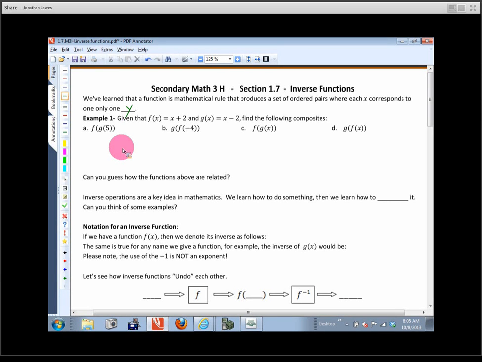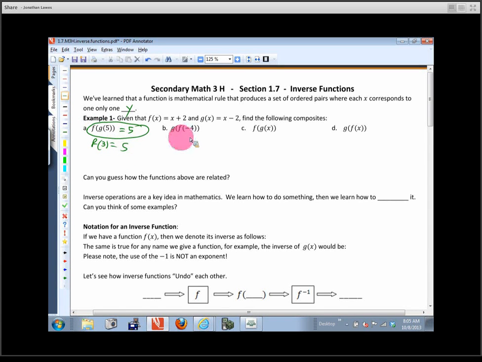for a function. And it says, given that f of x is x plus 2 and g of x is x minus 2, find the following composites. Okay, so we're going to find f of g of 5. So I'm going to take 5, and what do I plug it into first? I'm going to plug it into g. So if I do that, 5 minus 2, that's going to be 3, right? So then now I need to find f of 3. So if I plug a 3 in here, I get 3 plus 2, and my final answer is 5. So f of g of 5 is 5.